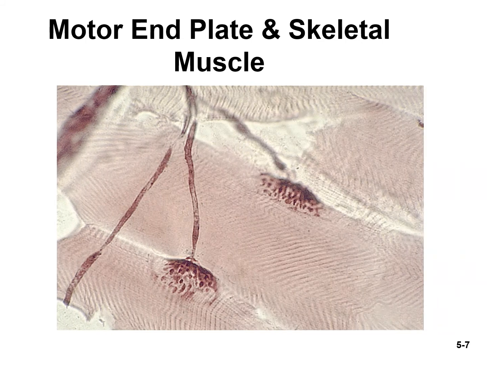Now this is a really cool example of what's known as a motor end plate with skeletal muscle. So this is actually showing two different types of tissue. We have our skeletal muscle fiber here. It kind of looks like raw fish. That's what it reminds me of. So you have your skeletal muscle here, and then these are actually parts of a neuron.